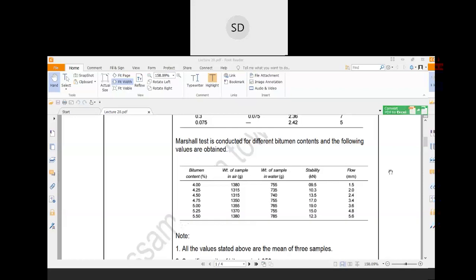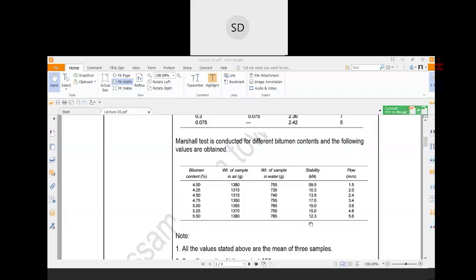But as the bitumen content increases, the stability or strength value will increase up to some percentage. After that, it will decrease. Now, what is the reason? Initially, whenever you increase the bitumen content, the bitumen will form a greater bond between different aggregate particles. Therefore the stability value of the total mix will increase. But when you mix more bitumen content than the maximum value, what will happen? The stability value will decrease.